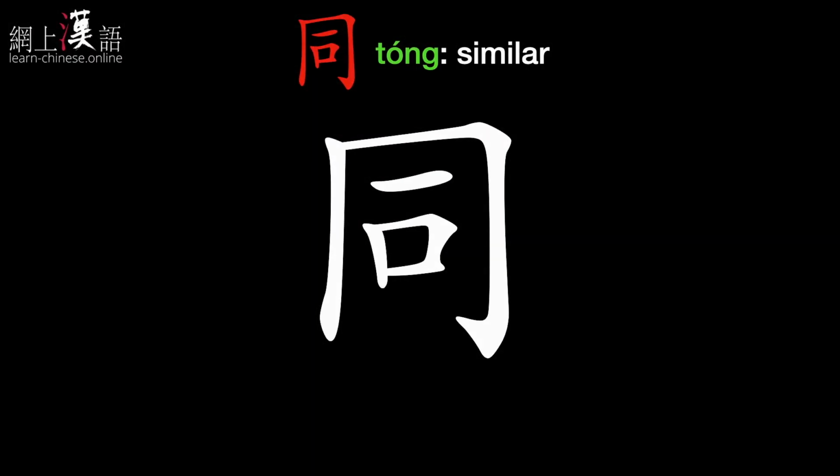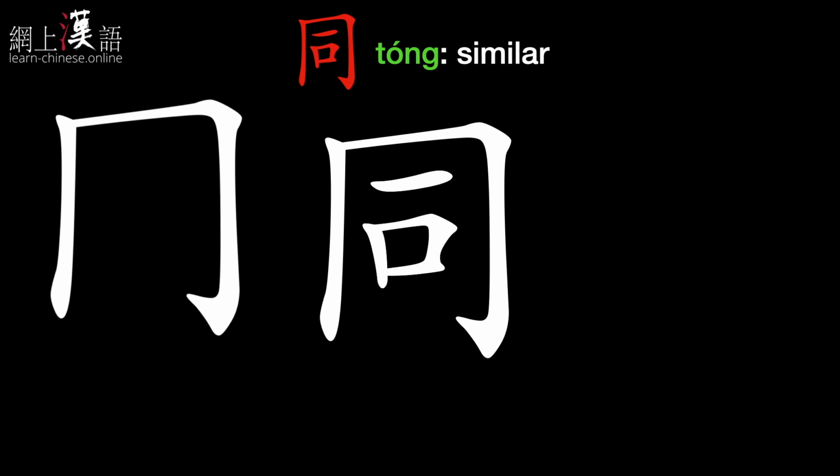The next Chinese character is 同, tong, similar. It has 3 components. This is the upside down box, the digit 1, and the mouth.